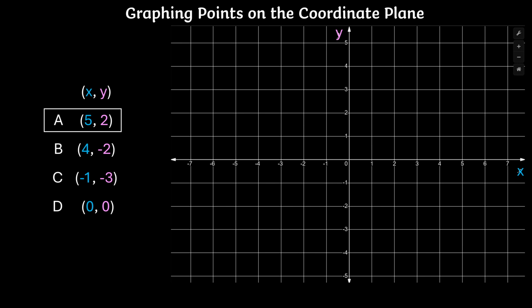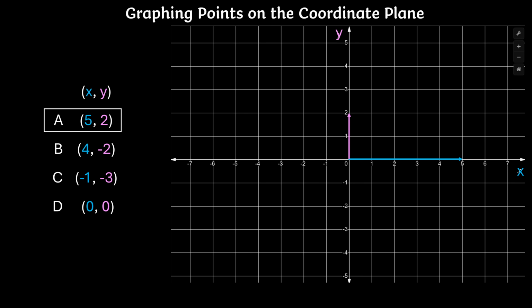Let's graph point A. First, let's find 5, the x-coordinate on the x-axis. We don't draw a point on the x-axis because we're only half done with finding the point. Next, we'll find 2, the y-coordinate on the y-axis. We don't draw a point on the y-axis either because the ordered pair has to be put together.